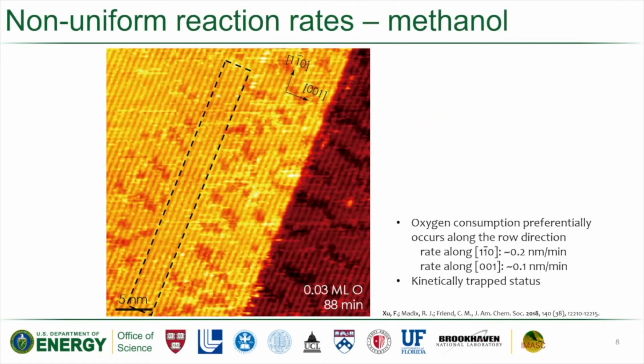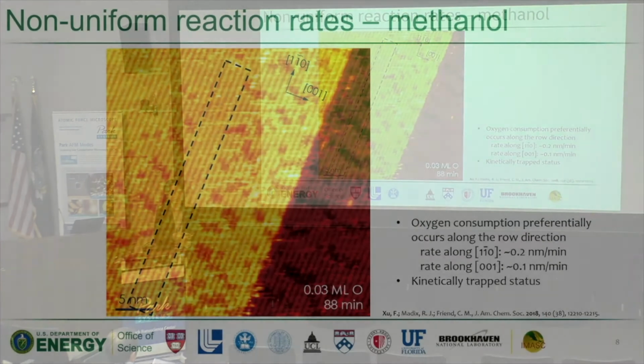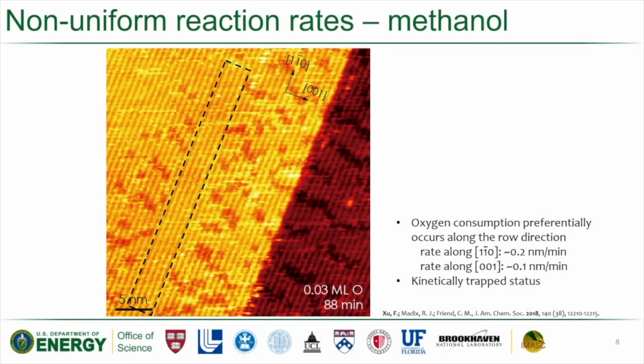If we take a closer look during the reaction, we found a clear area of about rectangular shape on the terrace, and that indicates the reaction rate is not uniform. The oxygen is preferentially consumed along the row direction. I can measure the oxygen consumption rate along the rows and across the rows, and along the rows we have about twice the reaction rate of across the rows.